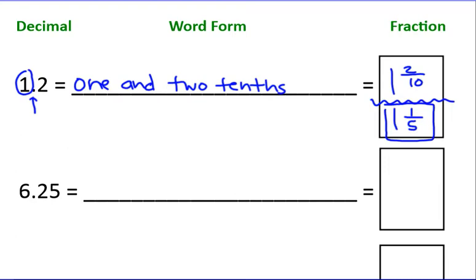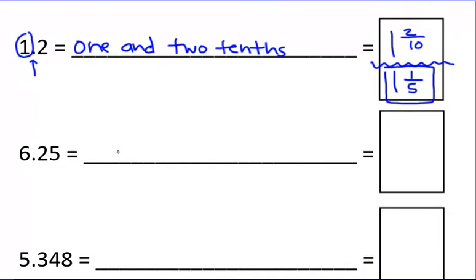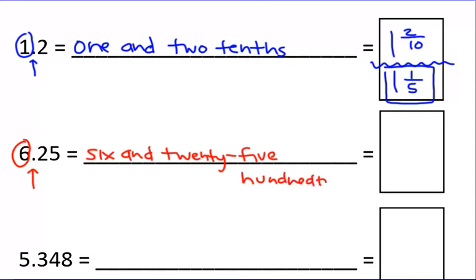Okay, now the next one here, this is going to be 6.25. Remember the decimal is and, and 6 is your whole number. So 6 and 25 hundredths. So 6 and 25 over 100.